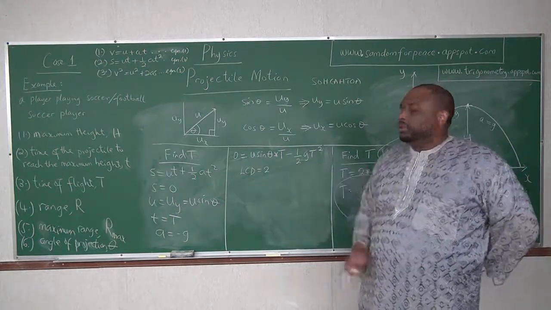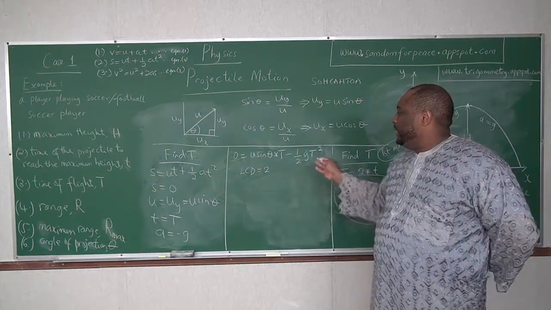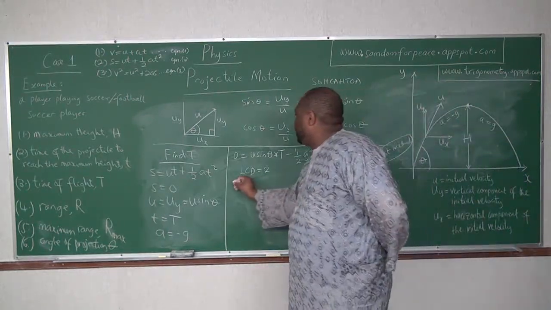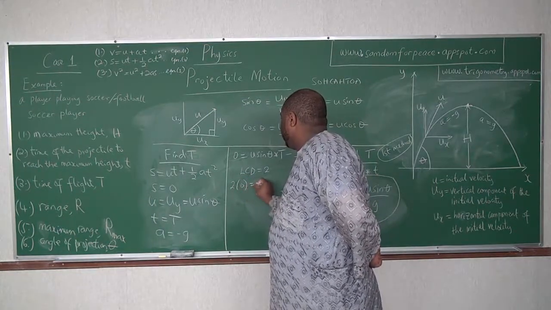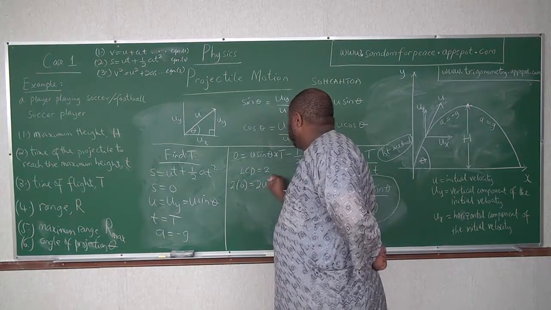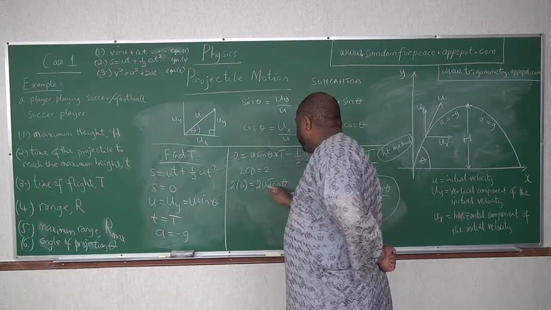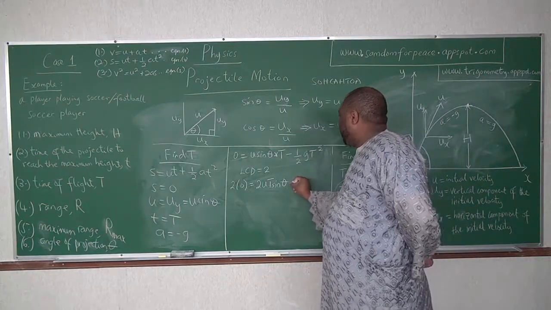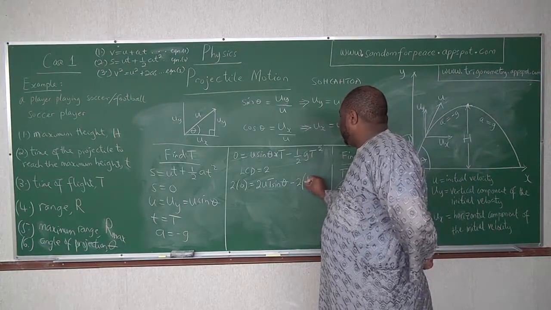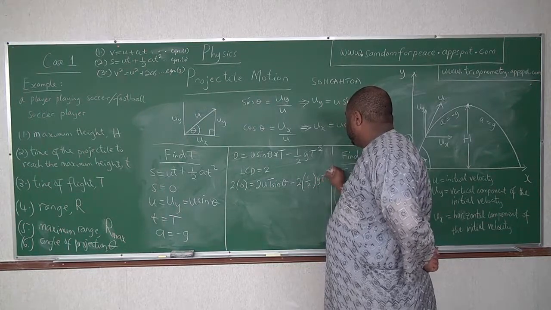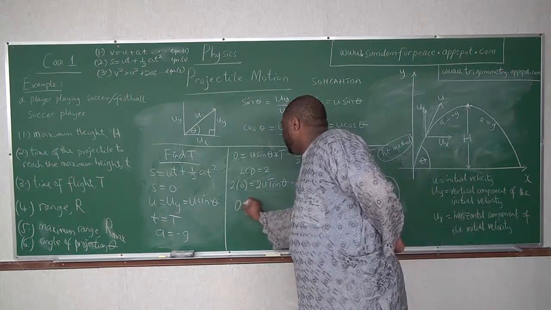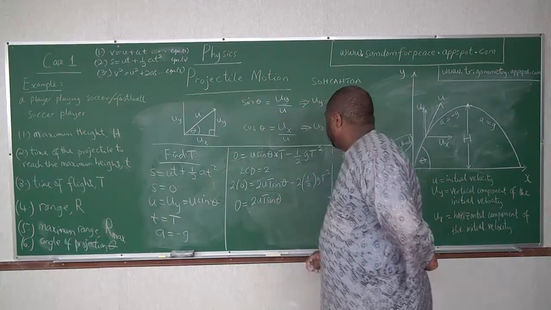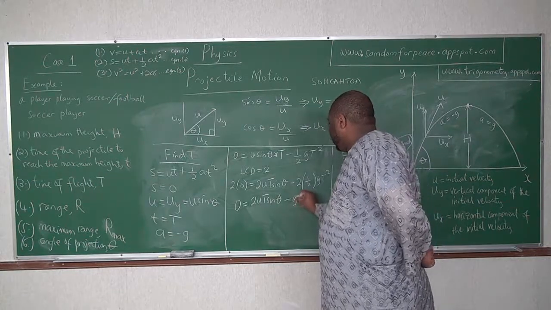So we have a fraction, LCD is 2. Multiply each term by the LCD. So this is 2 times 0 is 0, 2ut sine theta, minus 2 times half gt squared. So 0 is equal to 2ut sine theta minus gt squared.